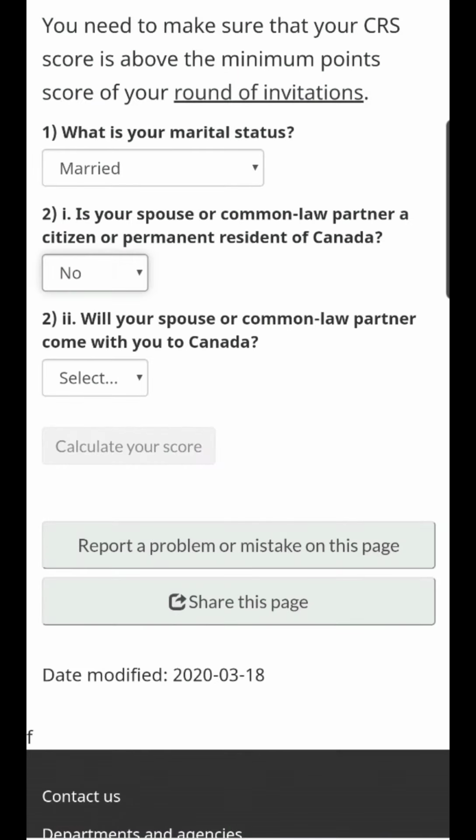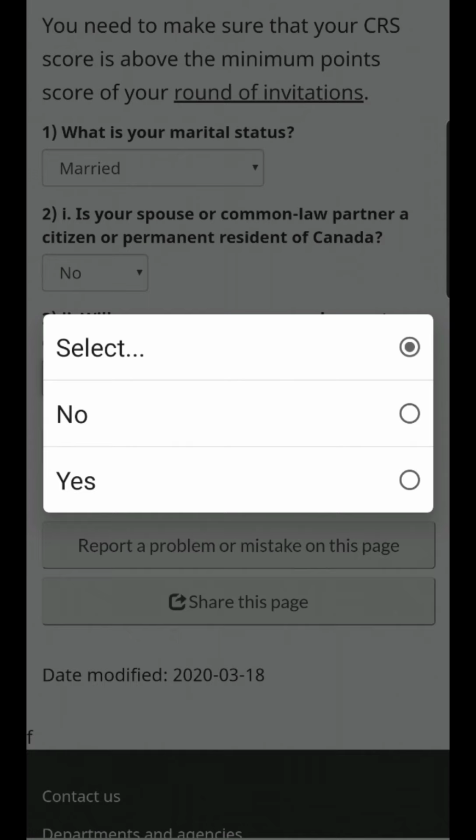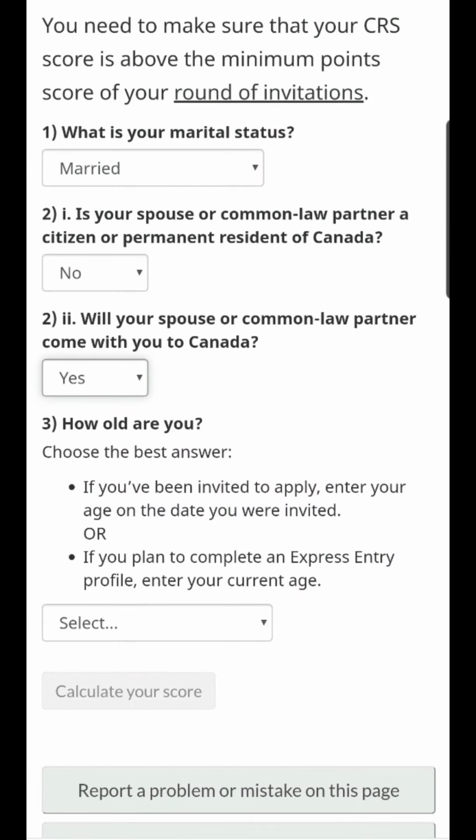Then, will your spouse or common law partner come with you to Canada? If your partner is also coming along with you, you can click yes. If they are not coming along with you and you are going alone, then you can select no. I will select yes.